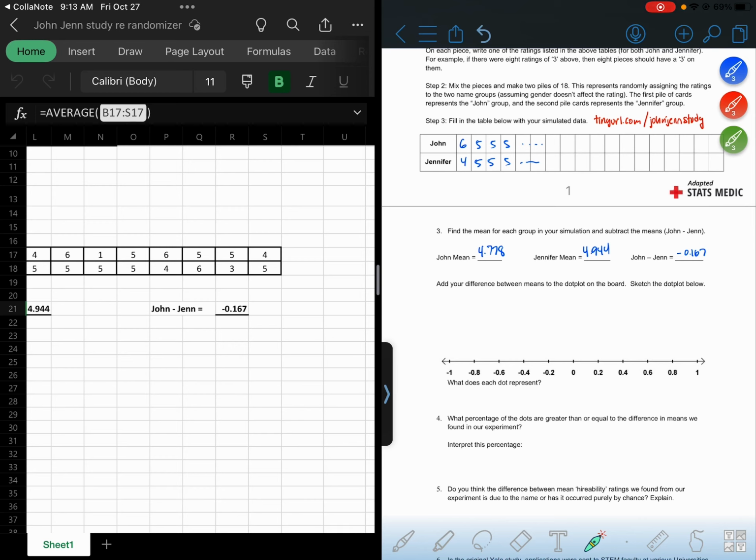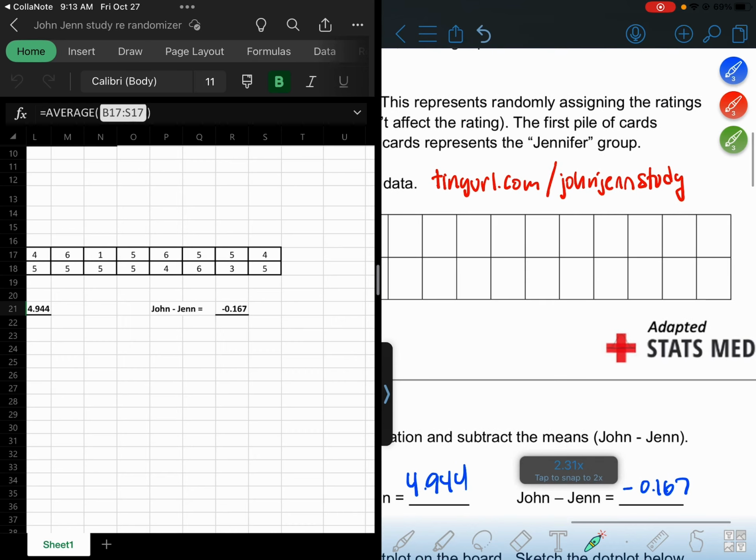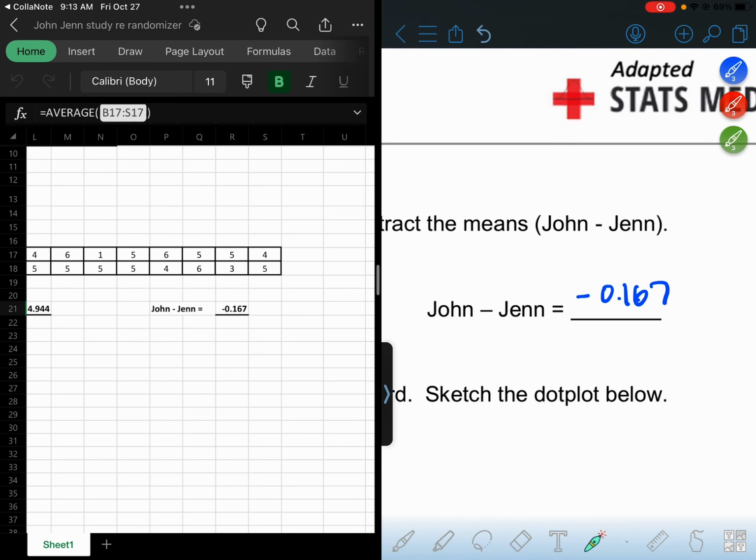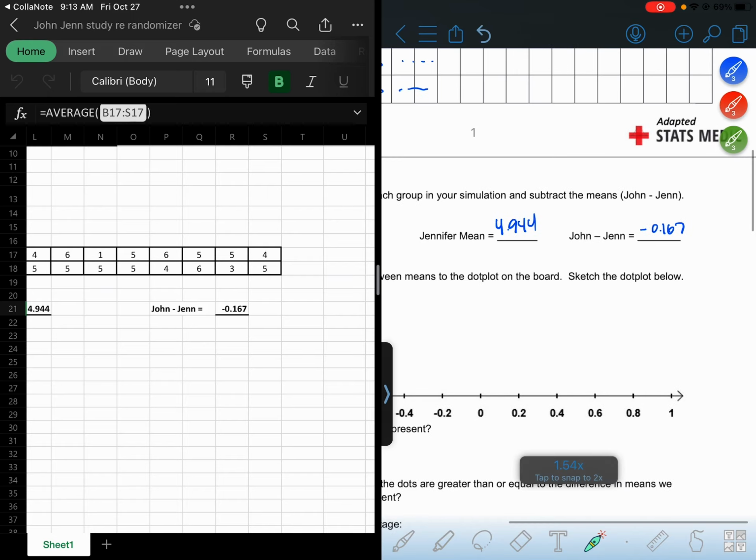All right, so recap: go to the website, tinyurl, do the reshuffling. Record the new means for John and Jen, record the difference in their new means, write it on a dot, stick the dot on the poster. All right, I'll see you back in, I don't know, probably 15 minutes, to give you guys time to work through the second page.